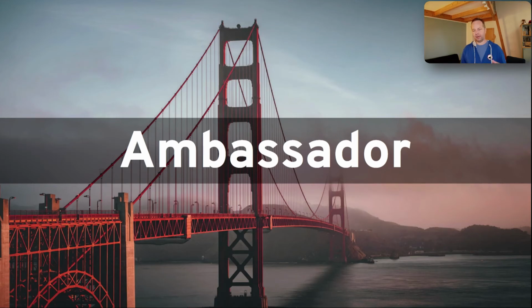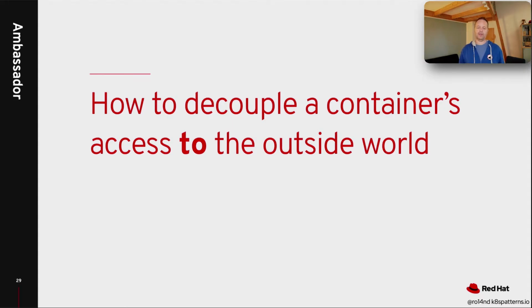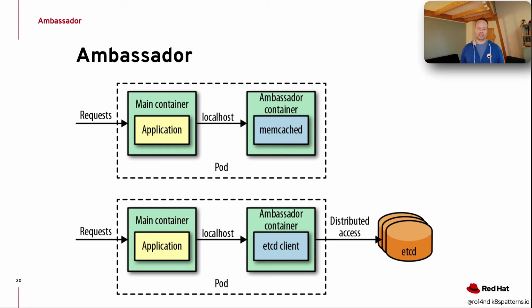And the ambassador is kind of the opposite. It's just how to decouple the container access to the outside world. So it describes how your container accesses the outside world from inside. An example could be a cache which you have either locally, or you want to have a distributed cache. And depending on your needs, you just offer kind of a unique API on localhost, but exchange the Sidecar container depending on the context. So here in the upper picture, you have a memcached, which is running locally. Your main application just communicates over localhost over a certain port and does not really know what's happening behind this port.